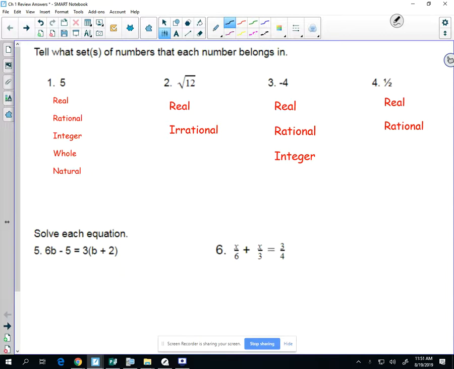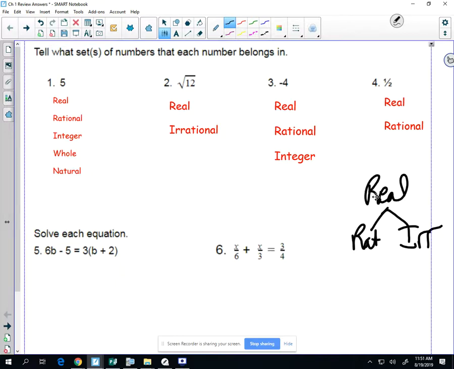So remember that every number that we've dealt with so far is a real number and that it breaks off like this, like real, and then it goes either rational or irrational. And then from there, it can be an integer or whole number or natural number, in that order even. And remember that integers, whole numbers, and natural numbers are not fractions. They're not decimals. Okay, so just kind of looking at these five, like a regular number that you're used to is going to be all five of these.